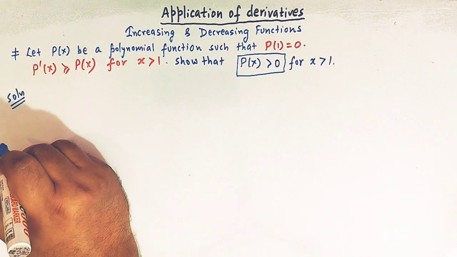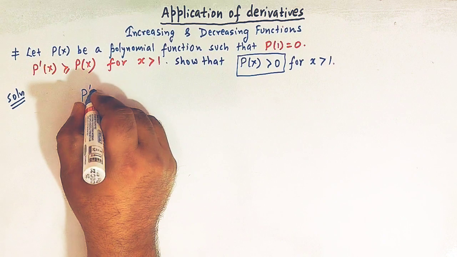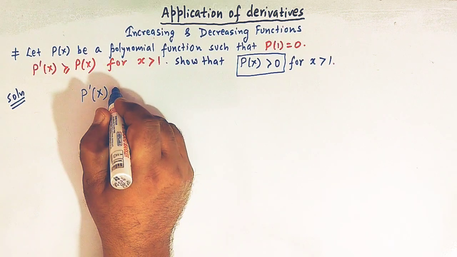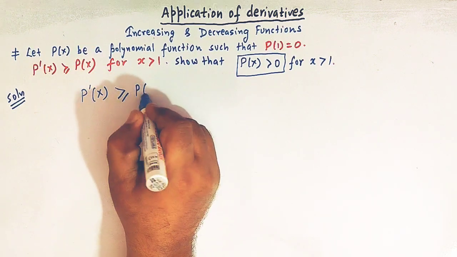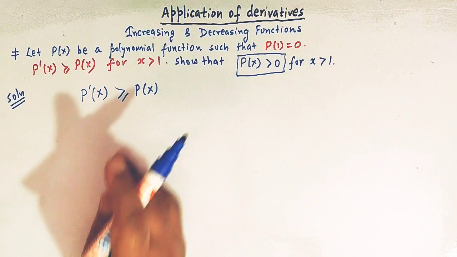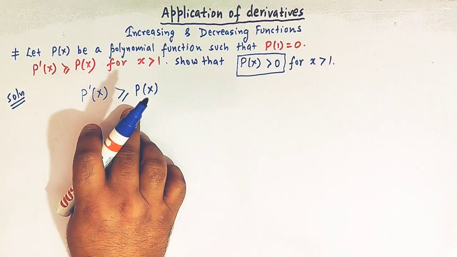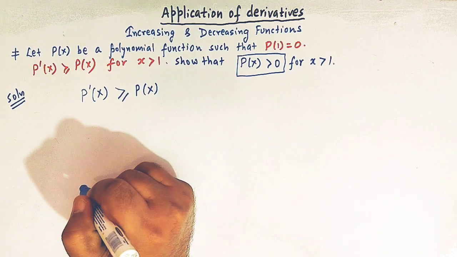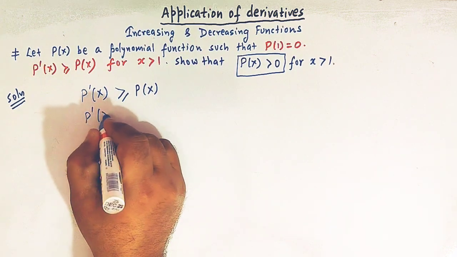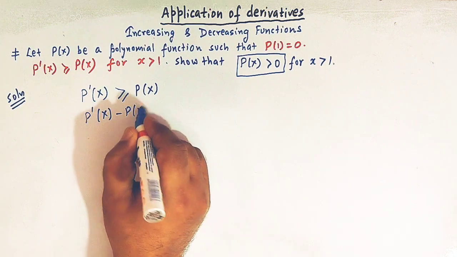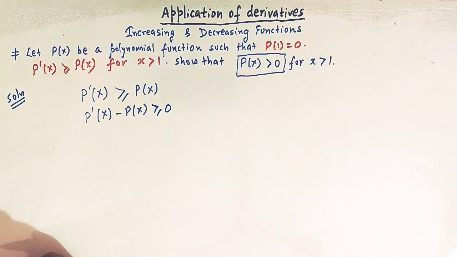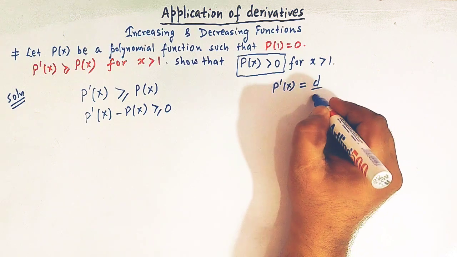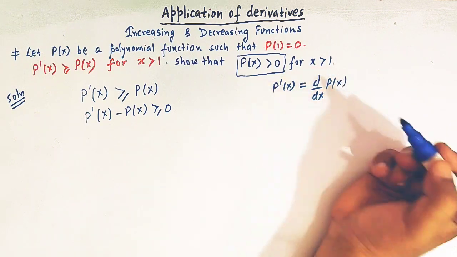So p of x is a polynomial function, and the derivative of the polynomial function for x greater than 1 is greater than or equal to the function p of x itself. So now we'll start from this condition. Now here what we will do, we'll take this p of x to the left hand side. So we have p prime of x minus p of x is greater than or equal to 0, and here p prime of x is equal to d by dx of p of x.